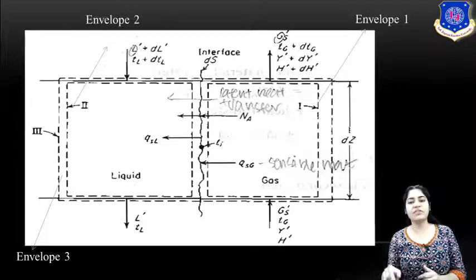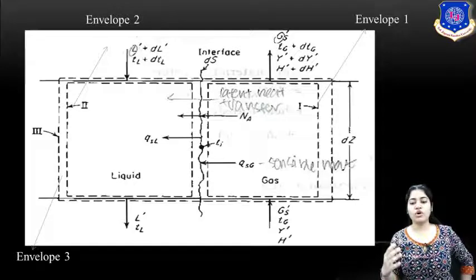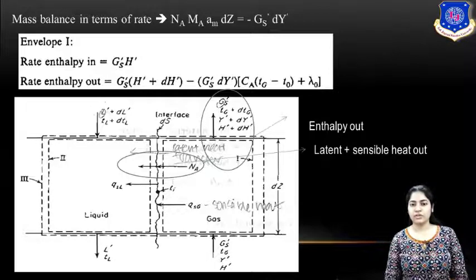Now envelope 3 is the overall mechanism. It is the overall envelope over this dz differential thickness. So on these three envelopes we will study the mass balance and enthalpy balance, right? So now focusing on envelope 1, here we can see what the entering streams are.